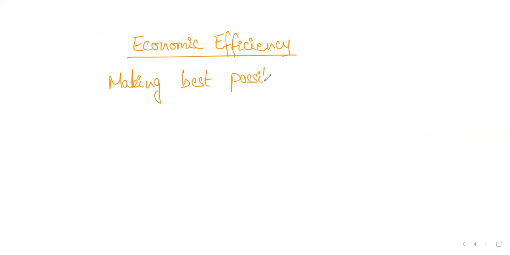Now the word best in itself is vague. That's not very clear, like what the word best means. Making best possible use of resources, right? So to define what we mean by the word best, we have to look in more detail. So that is one way of explaining economic efficiency. Another way of explaining economic efficiency is, right? That's not actually a definition that I'm about to write, but you'll understand.